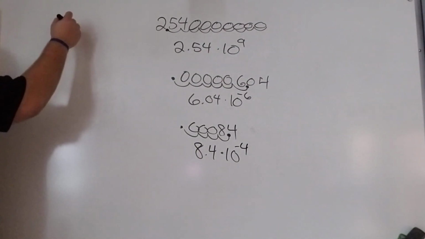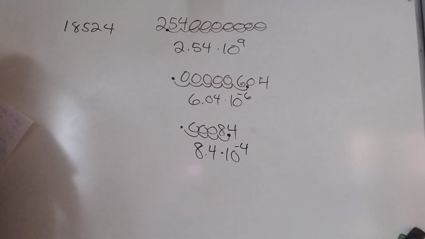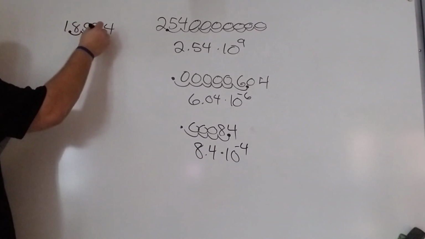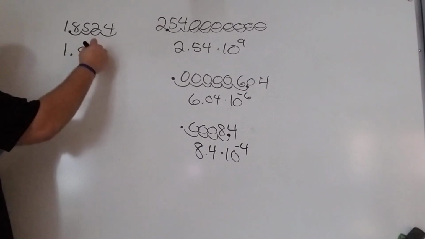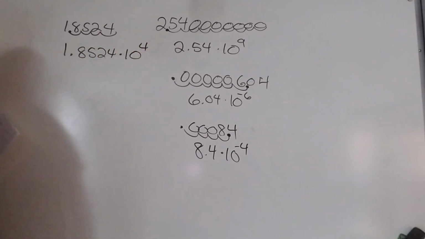Let's see, 22. We got 18524. Put your decimal after the 1. Count your spaces, 1, 2, 3, 4. 4 to the right. So that means when I rewrite it, this time I'm going to have to write all these digits, but that's okay. Times 10 to the 4th power. Positive 4 because we moved to the right.